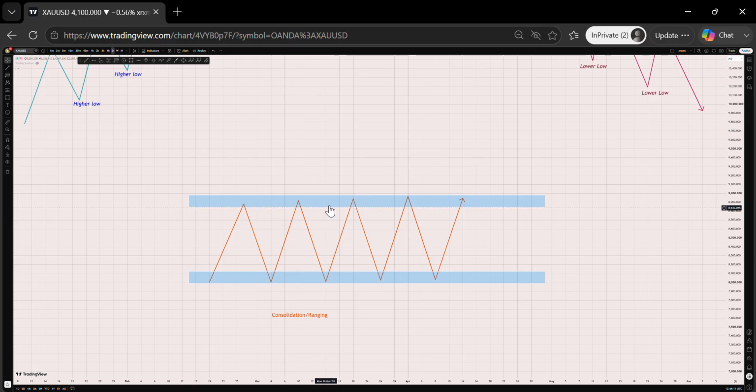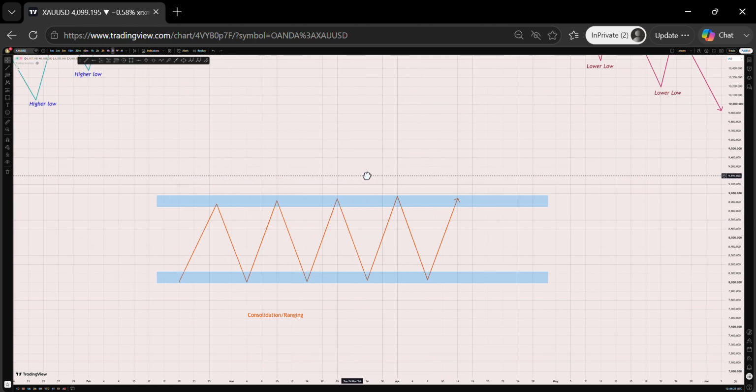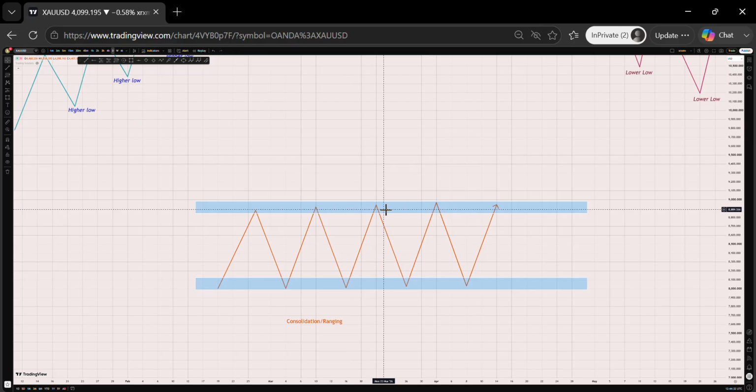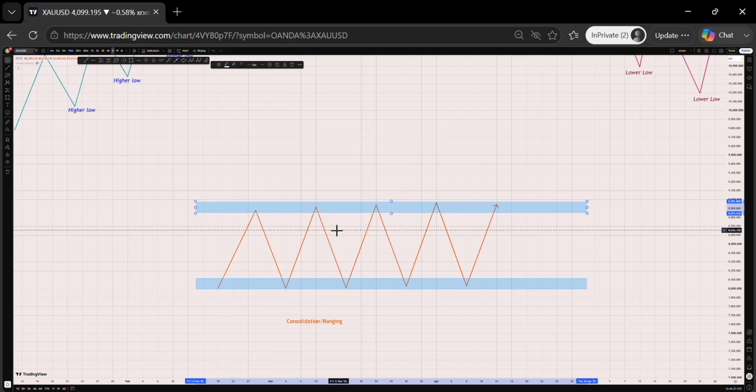We call a resistance and a support certain regions where price has specific reactions. I'll try to explain. Let's take a resistance for an example. Another way to describe a resistance is what we call a ceiling. When price gets to a certain point where it's not able to go above, it's like hitting a ceiling. We'll call that a resistance.